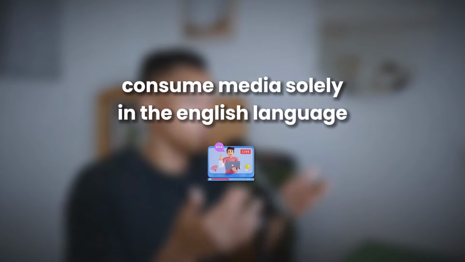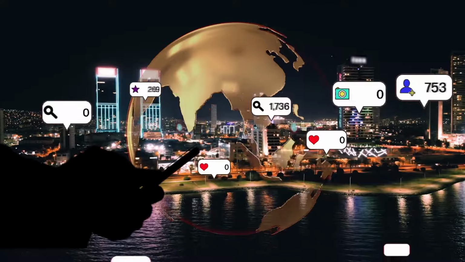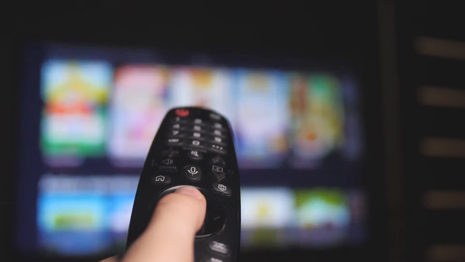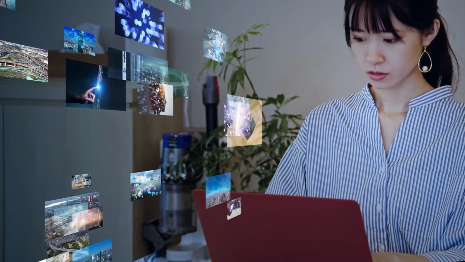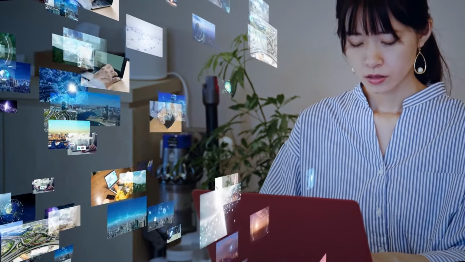And the third thing you should do to immerse yourself is consume media solely in the English language, whether this be on social media, YouTube, TV, any sort of media source. Make sure it is in the English language. It is extremely easy to find any of this media in the English language, as about 80% of all the media out there in the world is in the English language or has a version in the English language. So there will be no shortage of content that is about a subject or a topic that you are particularly interested in, or something that is relevant to your lifestyle.